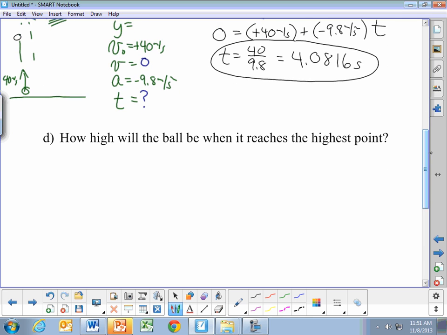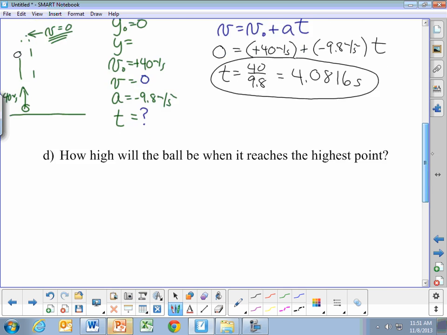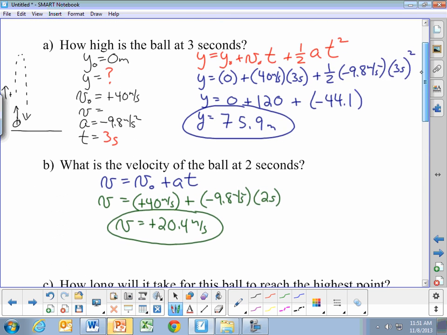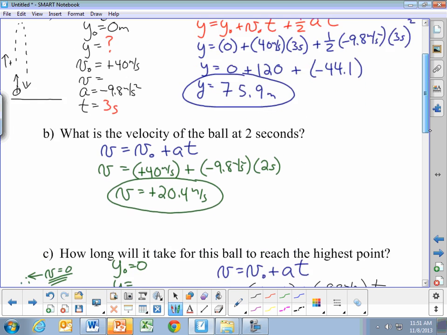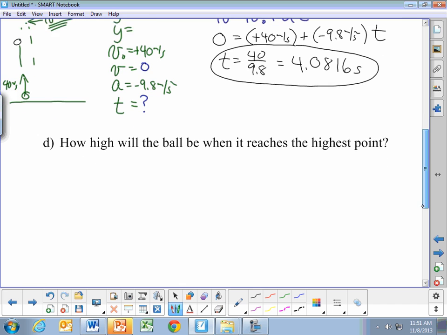Part D, how high will the ball be when it reaches its highest point? So one way to do that would be to find what is the height at 4.08 seconds. That would be very similar to what we did in part A, where we plugged in the time and found the height at a certain time. So that would definitely be one way of solving it.